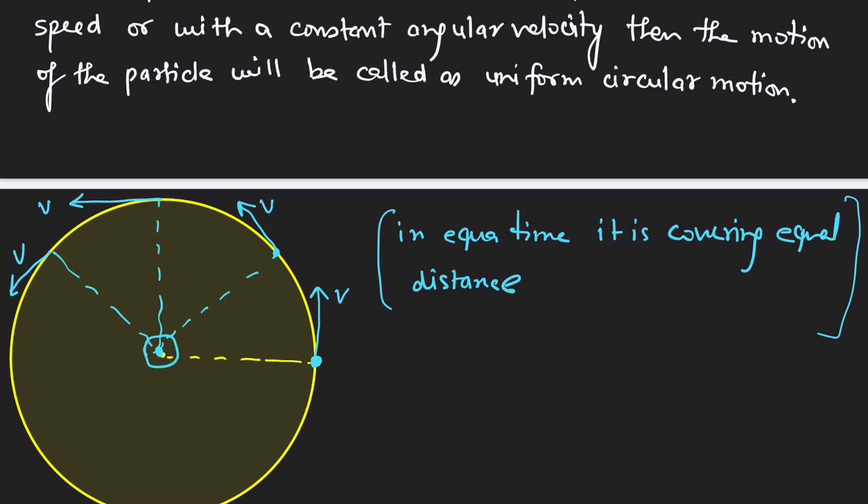And because the angular velocity must be constant, if in 2 seconds it has covered delta theta here, then in the next 2 seconds also it will cover delta theta here, and in the next 2 seconds again delta theta here. So that is the idea if a particle is doing uniform circular motion.